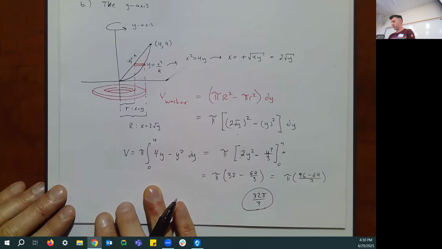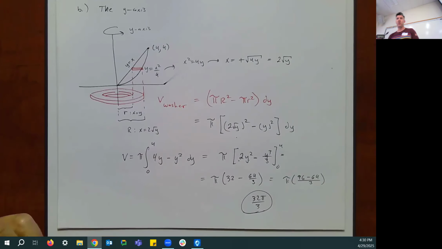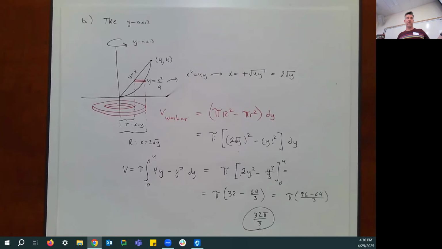Not that this should be surprising one way or the other, but rotating around one axis doesn't give you the same amount of volume as rotating around the other axis. So definitely different volumes every time, practically.